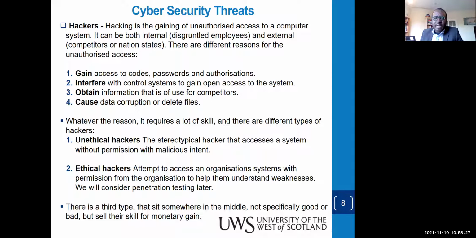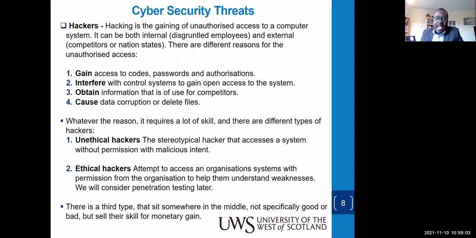Okay. There are two types, like I said, the unethical. So they are the typical guys who access your system without permission, with evil intention. Then we have the ethical. Sometimes organizations themselves will ask someone to hack into their system just to see whether their system is working. So here they will access the organization's system with permission, so that the organization can see the weaknesses inherent in their IT system or controls. Okay. We'll look at another concept called penetration testing later on in this particular session.